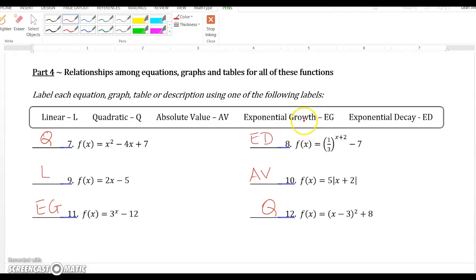And then between exponential growth or exponential decay, those are going to have a variable as an exponent, which both of these do. And then remember, you look at what is being raised to that exponent. You look at the base right here to decide whether it's growth or decay. When it is between 0 and 1, like this 1/3, that is going to be decay. When that value is greater than 1, that is when you're going to see exponential growth. And that's it for that page.